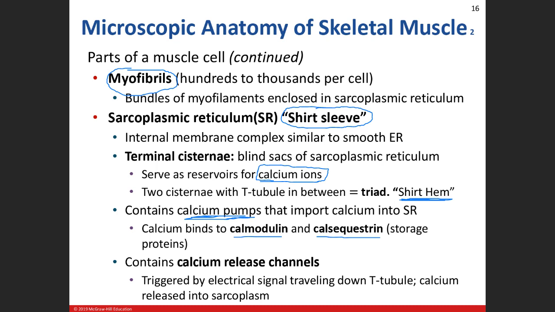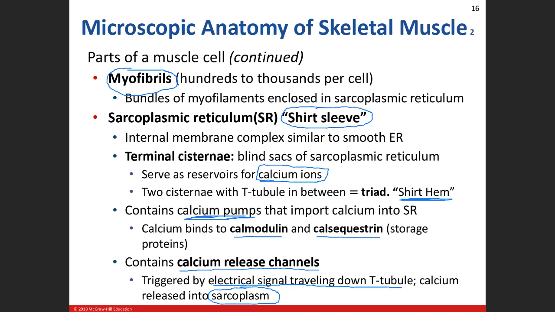And finally, we have to keep in mind our calcium release channels, because our goal is to get the calcium out of the sarcoplasmic reticulum and the terminal cisterna when our action potential arrives. So when that action potential, that electrical signal, travels down the T-tubule, it's going to stimulate those voltage-sensitive calcium channels to open up, and that will cause these calcium release channels to release calcium into the sarcoplasm. That's our goal. Our whole purpose is to get calcium into the sarcoplasm.